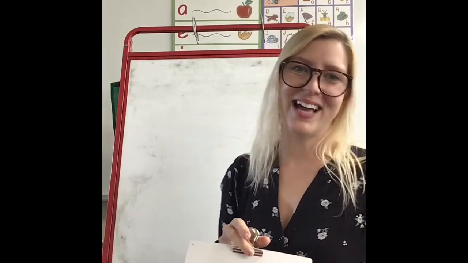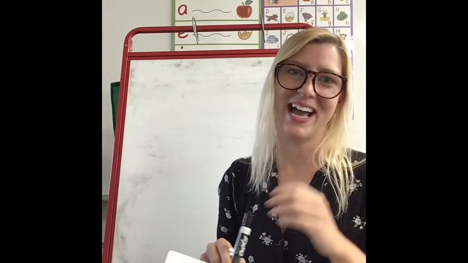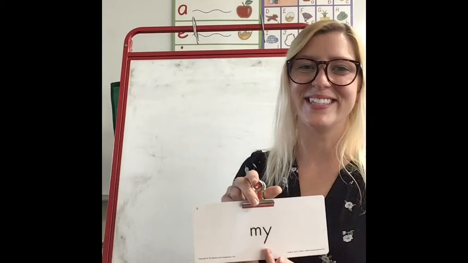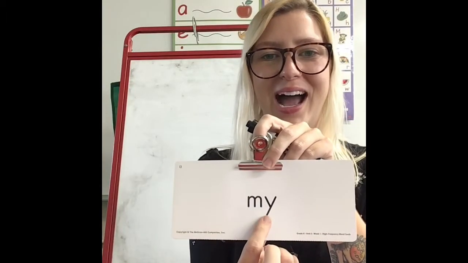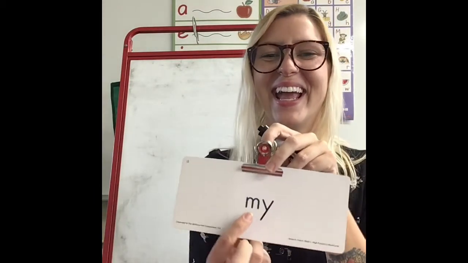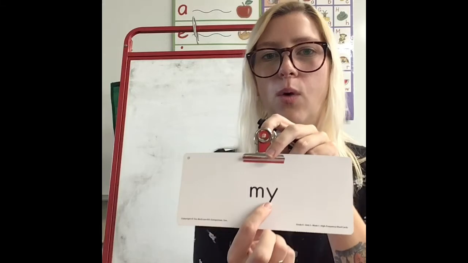Like, I like my dress. I like my glasses. I see my desk. This is the word my. My is spelled M-Y. Let's spell it together. M-Y. Let's spell it like spooky ghosts. Are you ready? M-Y.